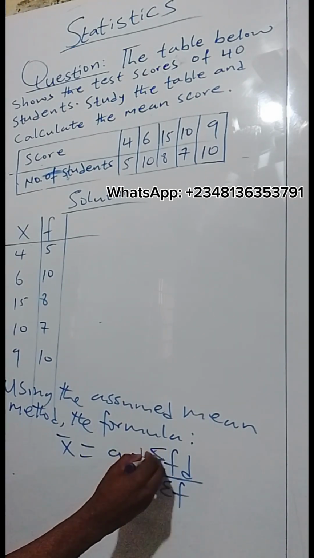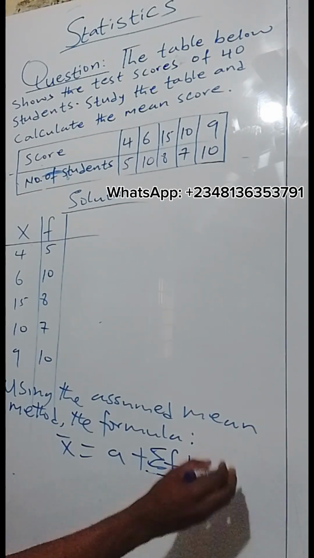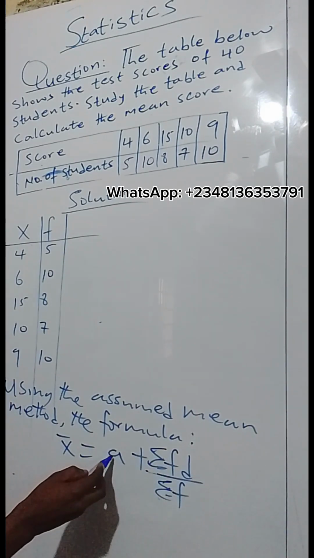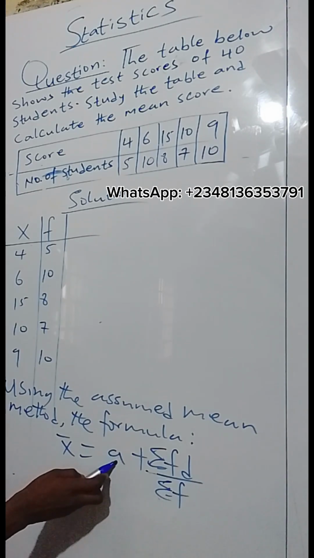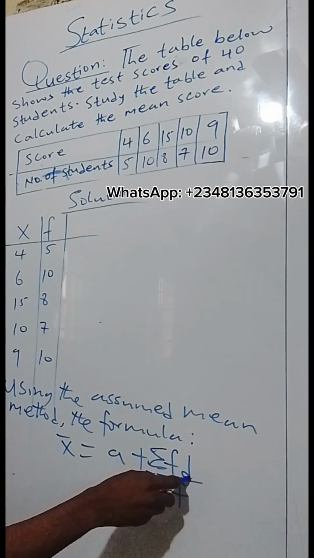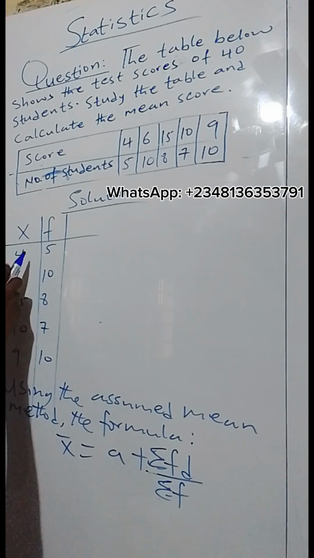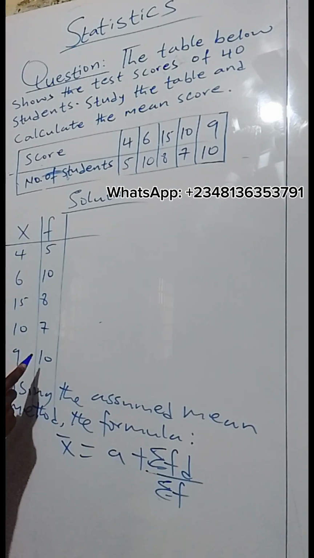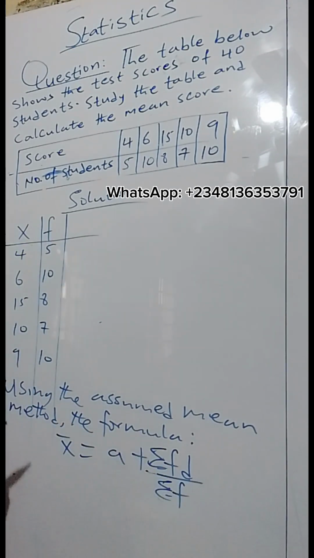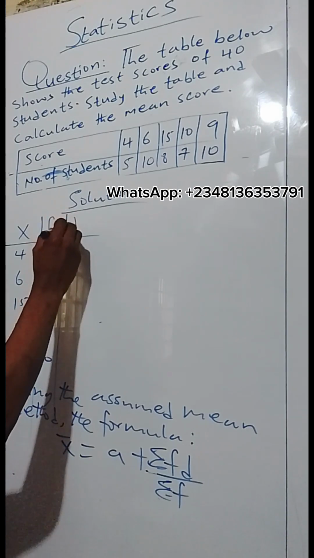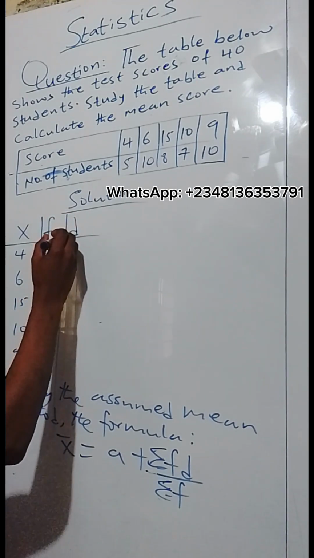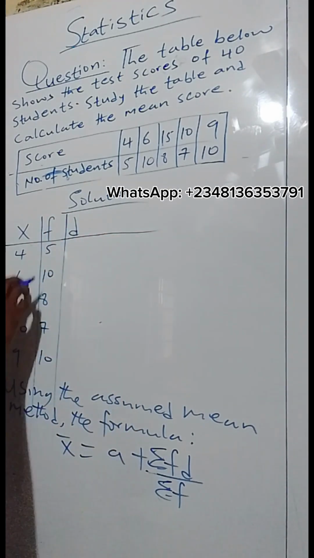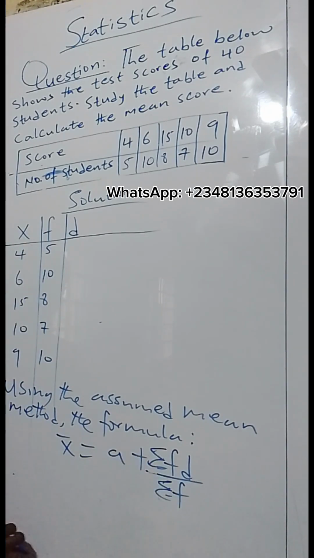Let me write it very well. Summation fd over summation f. That is the formula, where this a represents the assuming and this d represents the difference between each of the scores and the assuming. So what do we mean by that? Let's go there. When we have our table here, the next thing to do is to calculate d. Our d here is the deviation of individual score from the assuming. So we need to pick our assuming.